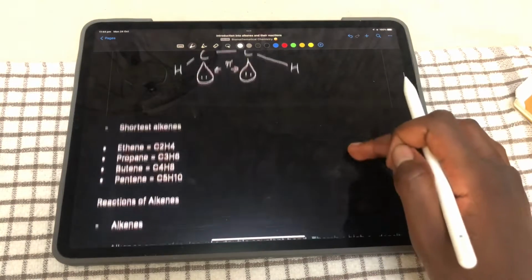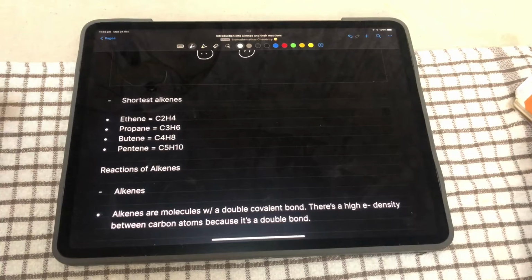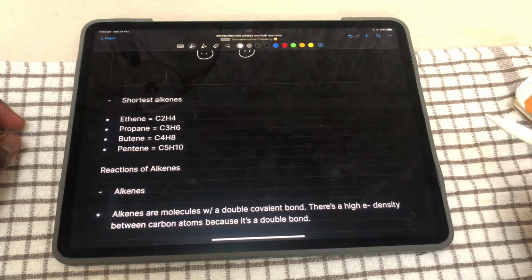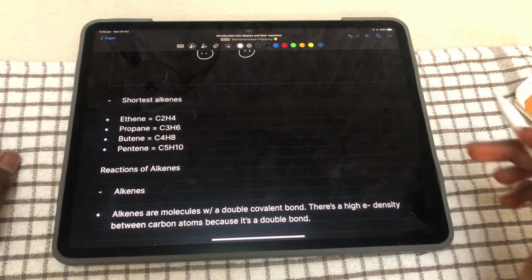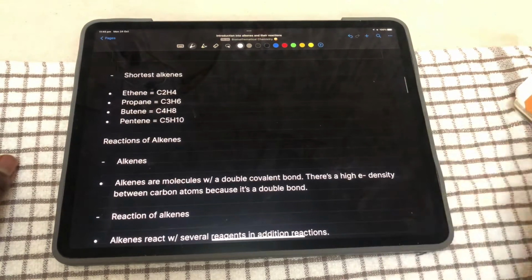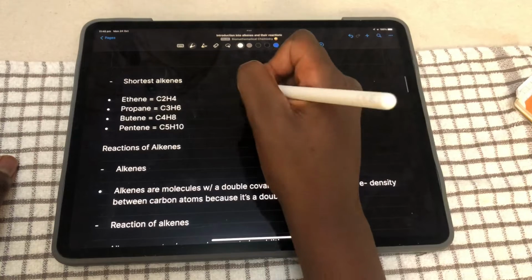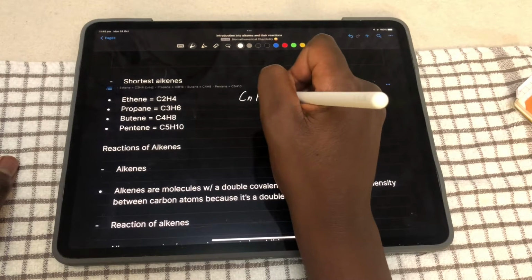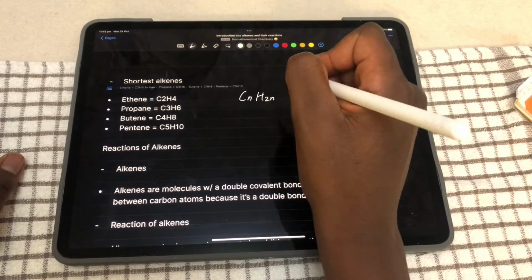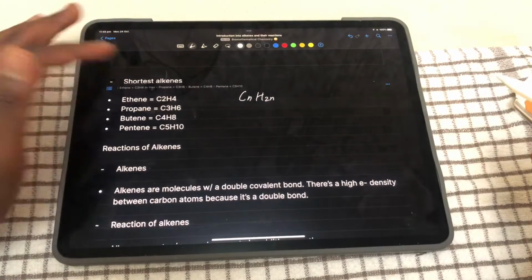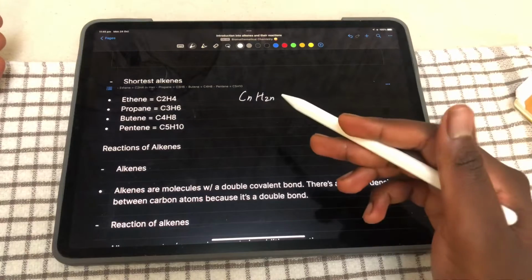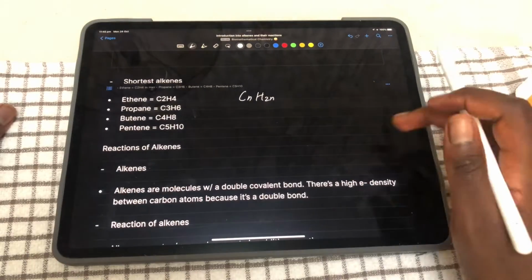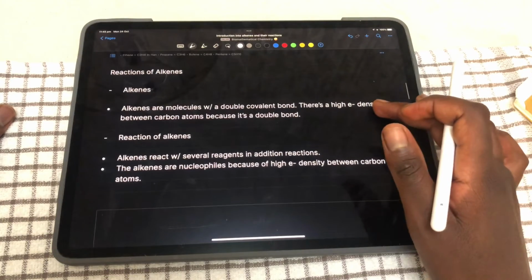The shortest alkenes, in order, the ones you generally see, are ethene, propene, butene, and pentene, and these are the given formulas here. But as long as you remember the general homologous formula for alkenes, CnH2n, they all follow it. It's just that there's double the amount of hydrogens compared to carbon atoms. That's all it is. Very easy to know. You probably don't know that from GCSE.